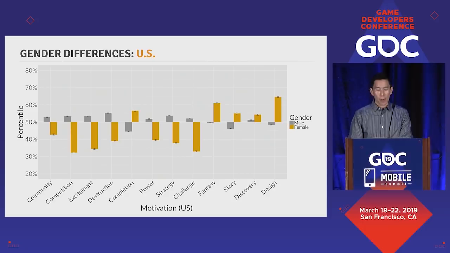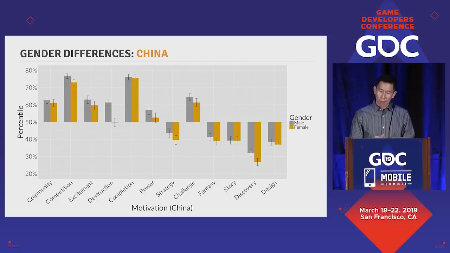So we tried to see, do these differences pan out the same way in China, or do different differences come out? Here's a chart for the China gamers. Those are the error bars. Most of the bars are not even statistically different. Of the ones that are, the only one that is substantively meaningful is destruction. In the Chinese sample, the men cared more about destruction than the women. But across the other 11, there are essentially no gender differences.